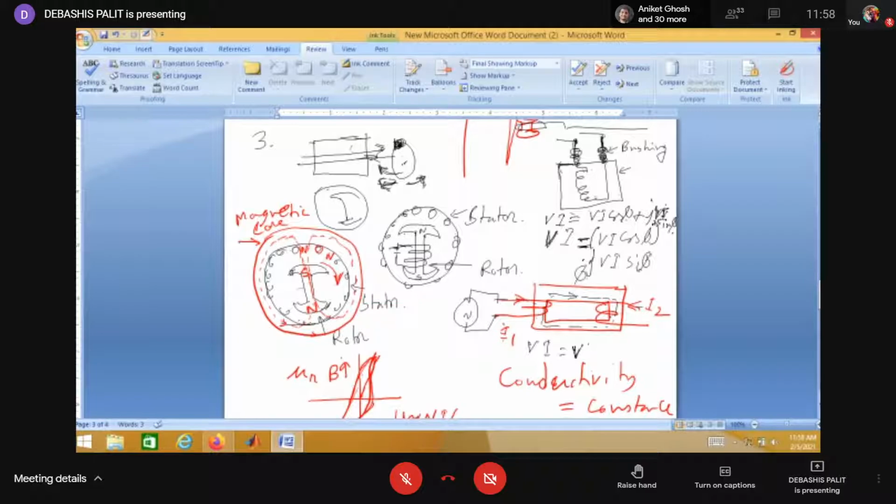V I, the actual magnitude, is the square root of (VI cos phi) squared plus (VI sin phi) squared. So that is absolutely VI. Actual magnitude is this. So this is your active part, and this is your reactive part. VI sin phi is your reactive part, and VI cos phi is your active part, just like a vector sum of VI cos phi and VI sin phi.